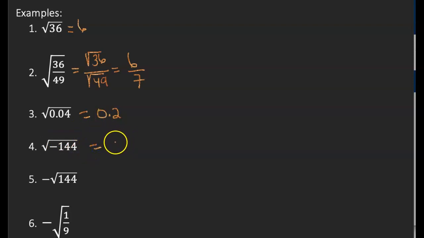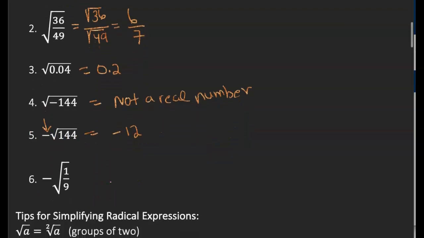As stated above, any negative inside the square root is not a real number. However, here inside the square root is a positive, so that's going to be positive 12. However, when it comes out, it's a negative. That negative is waiting for the 12. Then here we have the same scenario. Square root of 1 is 1. Square root of 9 is 3. But we have that negative waiting for us on the outside.